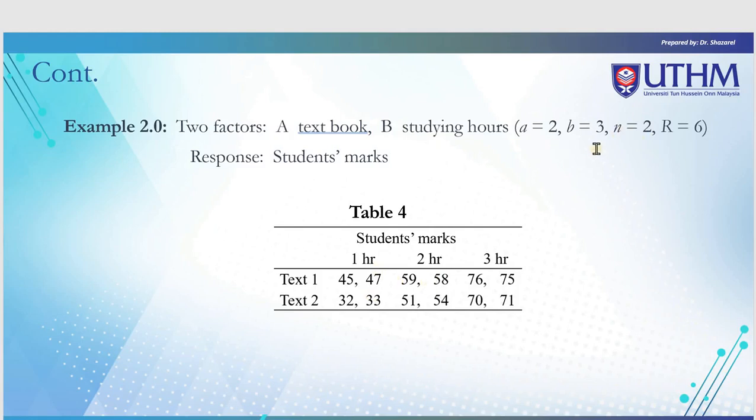Then a and b here refer to the level of each factor. Factor A, which is the textbook, we have 2 types here. That is why the level a is 2. And then for factor B, we have 3 levels, 1, 2, 3 hours. That is why b is equal to 3. So that is how we define the items in DOE.